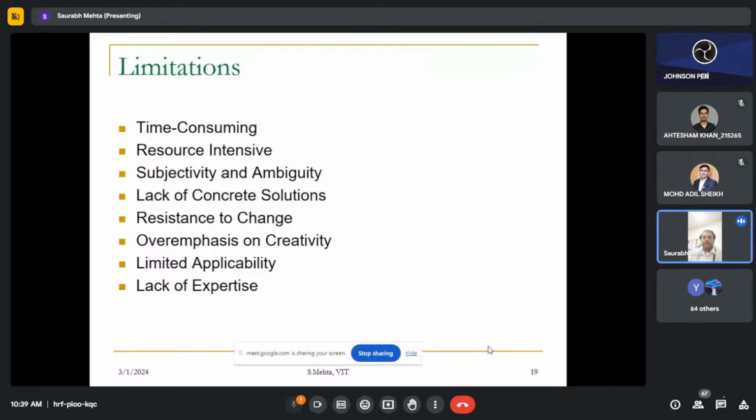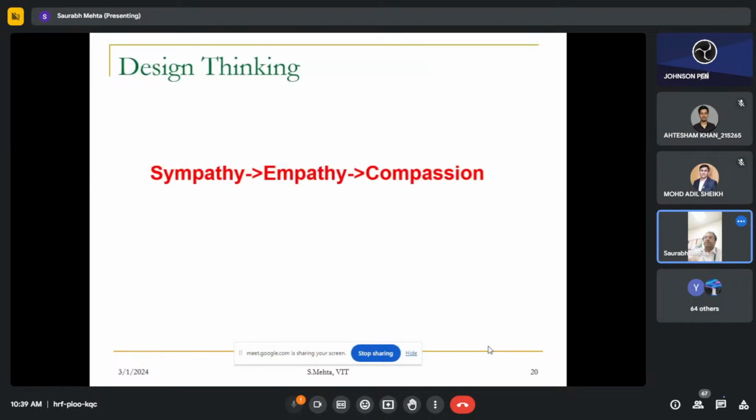And if you do not have the expertise, then obviously lots of resources, time, and everything is going to be wasted in this thing, right? So if you want to understand design thinking, there are only three things you need to understand: sympathy, then one step beyond that, empathy, and then finally compassion.